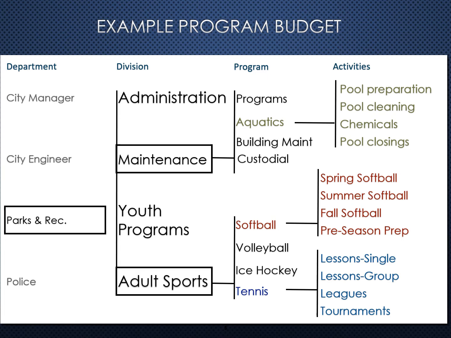And then we can say the aquatics is costing this much. Let's just say it's $10. And the pool prep is costing $1, pool cleaning is costing $1, chemical is costing $7, and pool closing has cost us negative so many dollars as well.